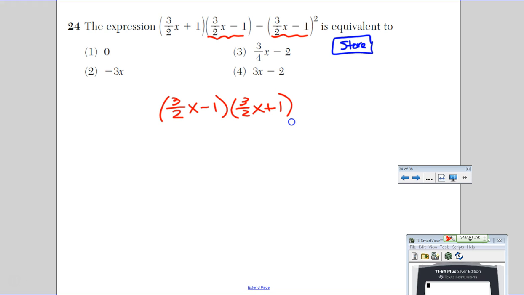Let me see. Actually, I think I would rather not do it that way. So the way we did it would probably be the best way for you guys to do it.